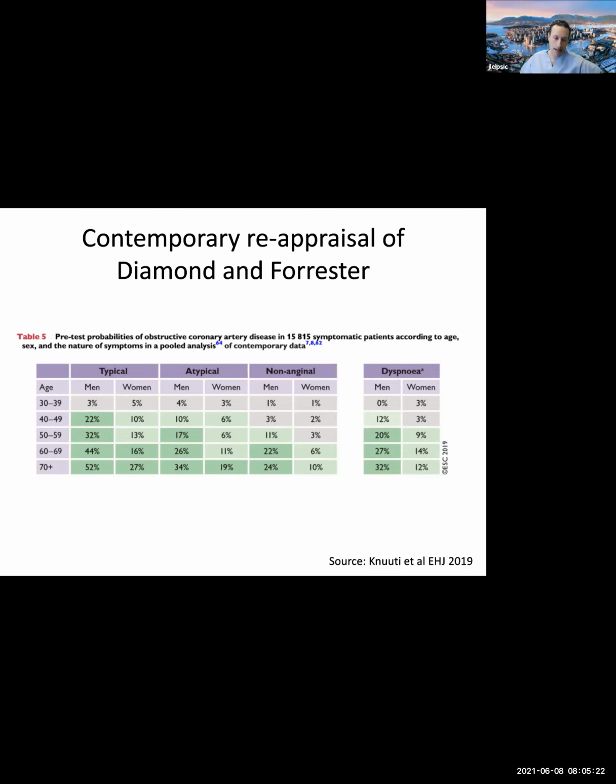And to highlight that, what we found was that approximately the pretest likelihood of stenotic coronary disease in the Confirm Registry was 54%, and yet the observed rate of stenotic coronary disease in the Confirm Registry was only 16%.